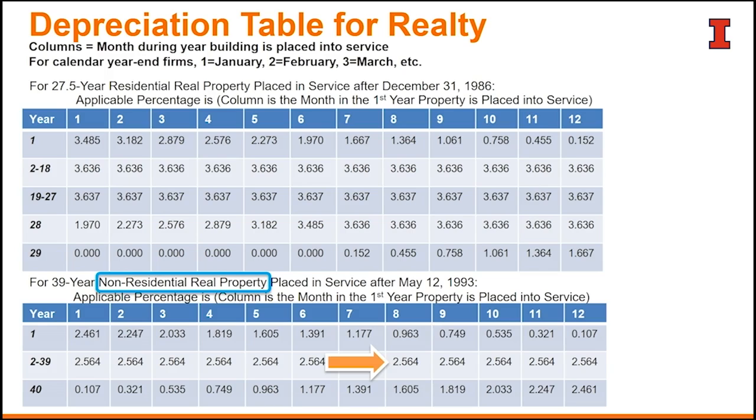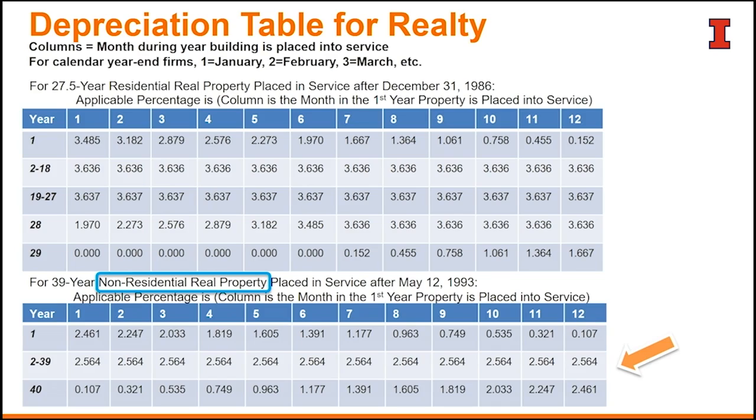For year 2, you just drop down one row and look at the intersection of column 8 and row 2. Here the rate is 2.564%. You would multiply 2.564% by the basis in the apartment building to figure out the depreciation deduction for year 2. And because real estate is depreciated straight line, that is spread evenly over time, the depreciation rates between the first and the last years are the same. So if you stay in column 8 and look at the percentages in row 2 to 39, they're all the same, at 2.564%.